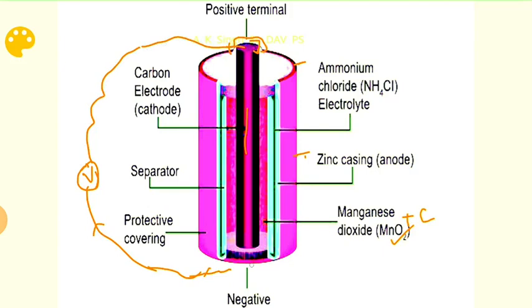As we have read, the part from where electron moves is called negative terminal. So here the zinc bottom acts as negative terminal and current flows from the brass cap, so it is positive terminal.